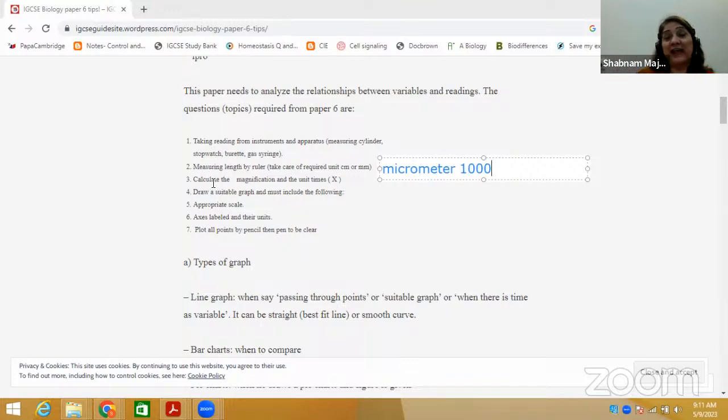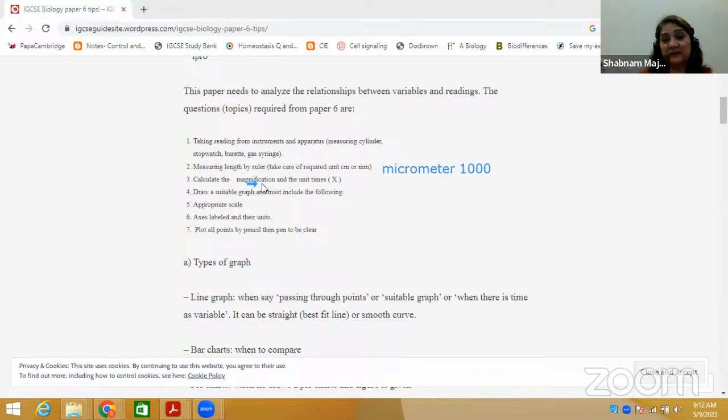Then calculate magnification. As I'm saying, there are two types of questions you will be getting. Very important. One question will be purely based on magnification and drawings. The other question will be based on investigation. So it depends which question will be number one. Maybe investigation is number one, and mostly these days the second question is based on magnification.